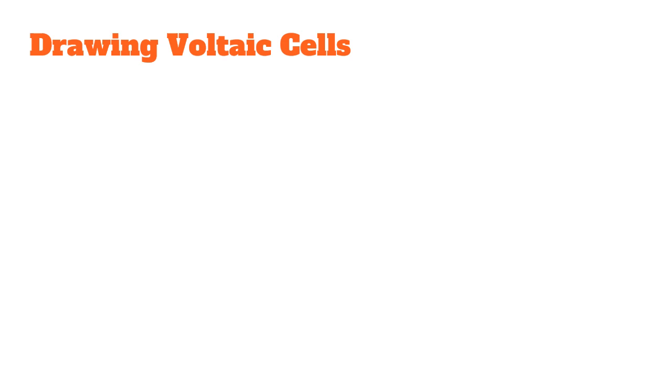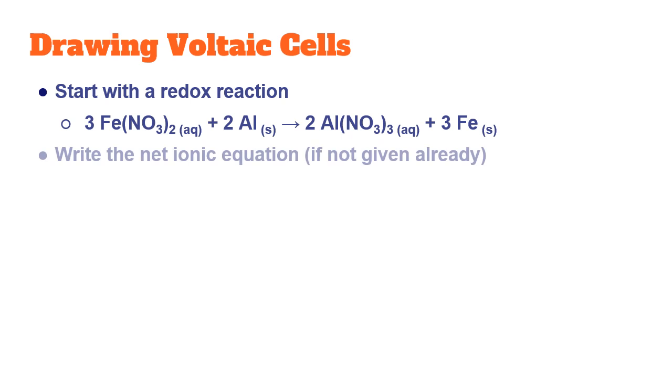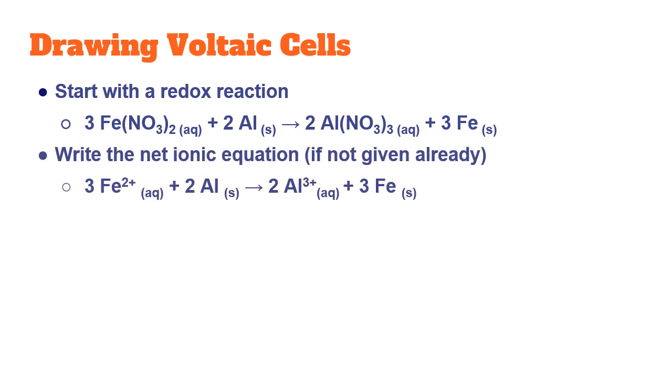So a good way to make sure that you understand what's going on in a voltaic cell is if you can draw it out. And we're always going to start with a given redox reaction, for example, this one with iron nitrate and aluminum. And if it doesn't give you the net ionic equation, go ahead and write that out so that you're canceling those spectator ions, which in this example here is the nitrate. Nitrate's all canceling out, and there's your net ionic.